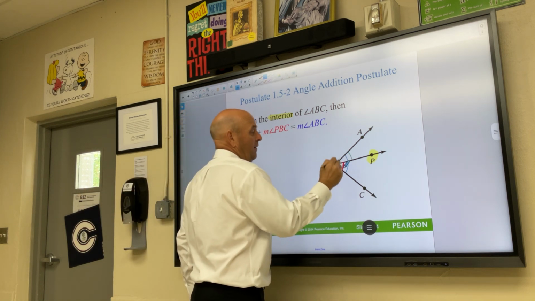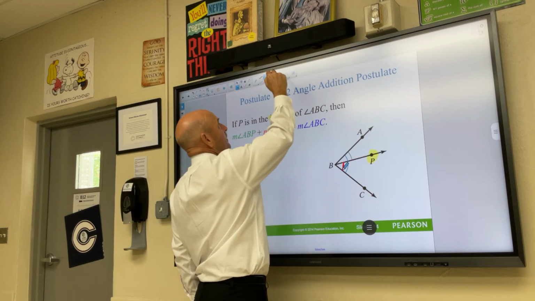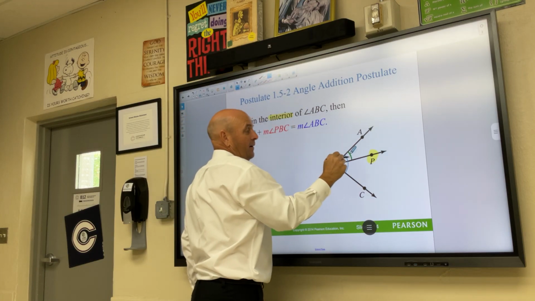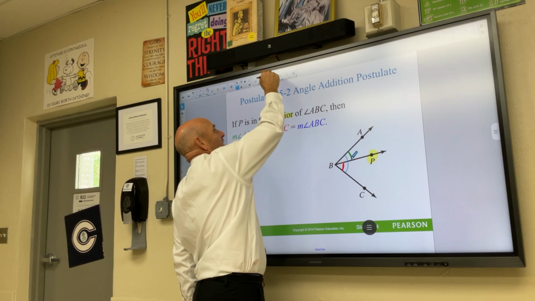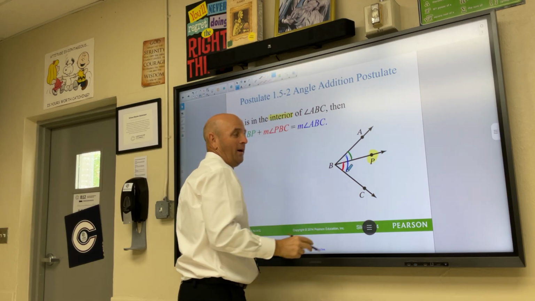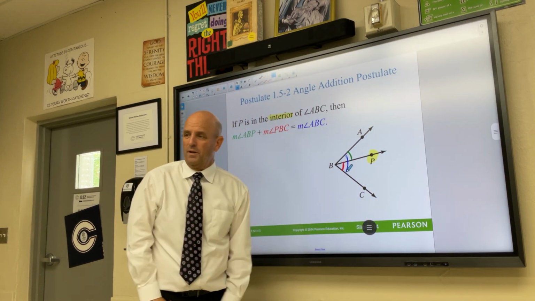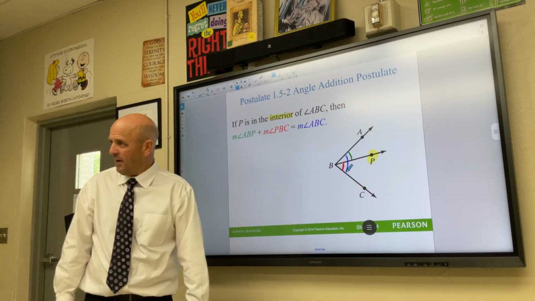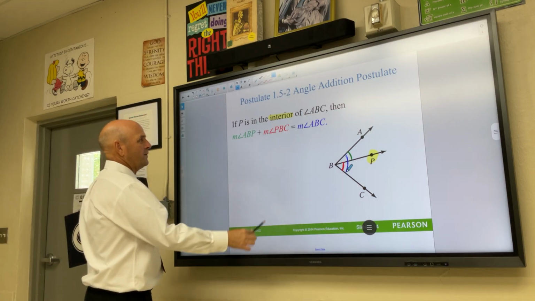The red angle plus the green angle. I feel like a little Dr. Seuss here. Equals what? The blue angle. The sum of the pieces equals the whole thing. And then we're going to be doing problems like that. Okay? We good? Yeah. One more time.